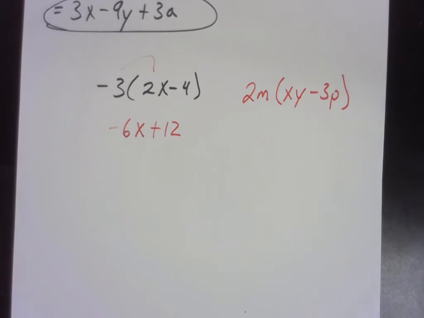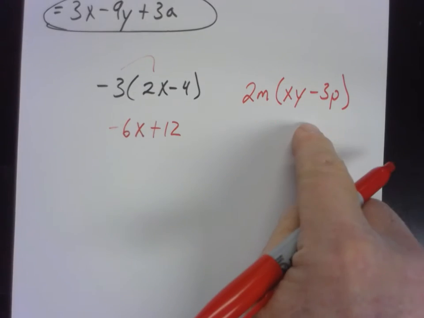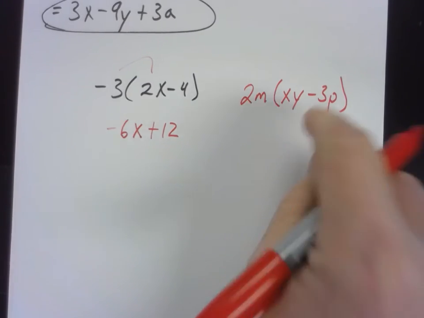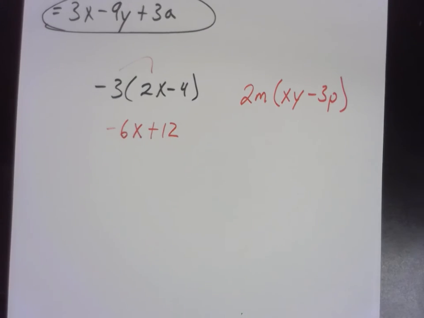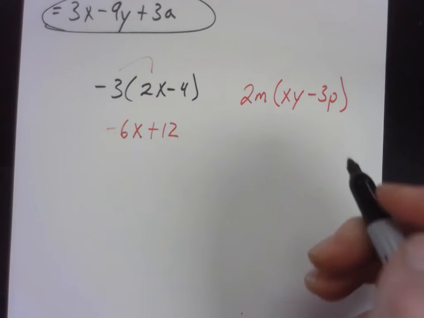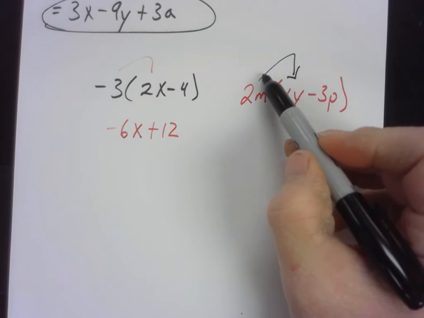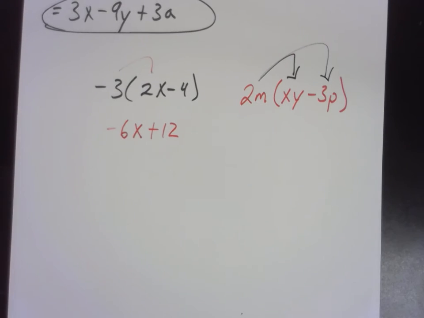You do that one? Don't write down the original problem. Just use the distributive property. Your instructions are expand by using the distributive property. So take the 2m, multiply it here, multiply it there. There's no like terms. We're multiplying, so we don't care about like terms. We only care about like terms when we're adding. When we're multiplying, we can multiply any term times any other term.